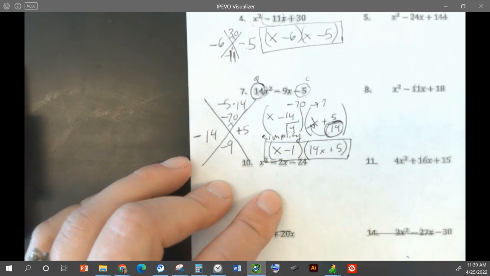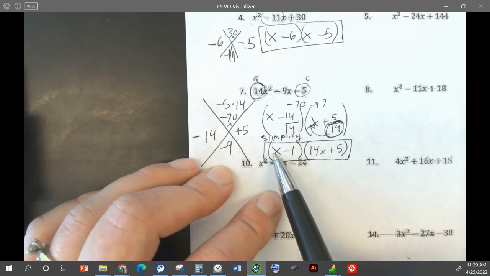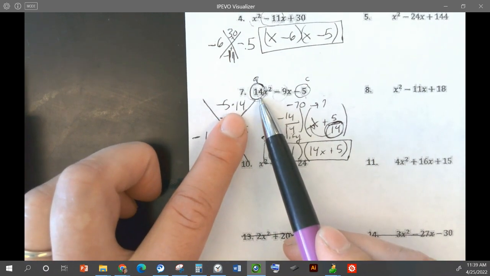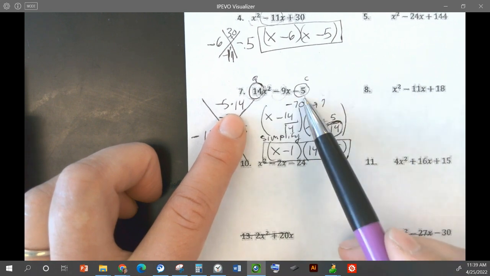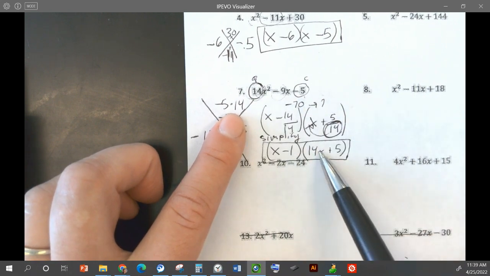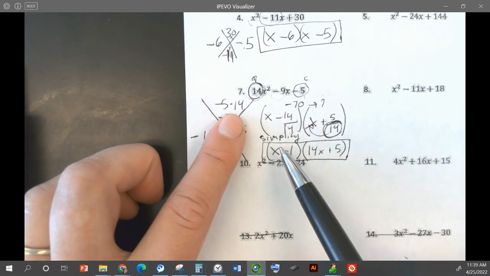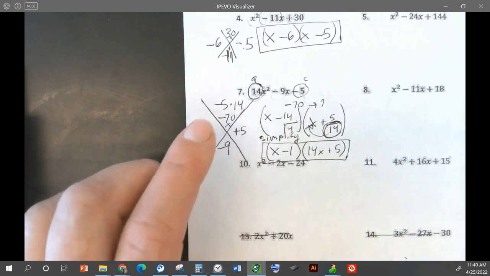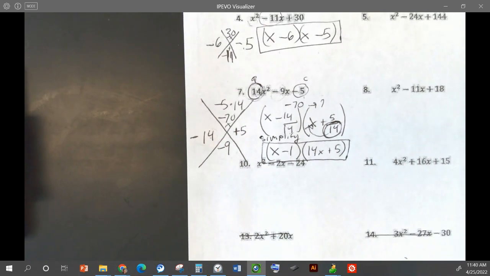And we can always check these factors if I do the FOIL method. So I do first times the first. That will give me 14x squared. If I do last times the last, that gives me negative 5. And I could do the inside terms too. Negative 1 times 14x plus x times 5, that gives me negative 9. So this one works out. So if you're getting stuck, that's another way to check. You can just go backwards, re-multiply through, and see.